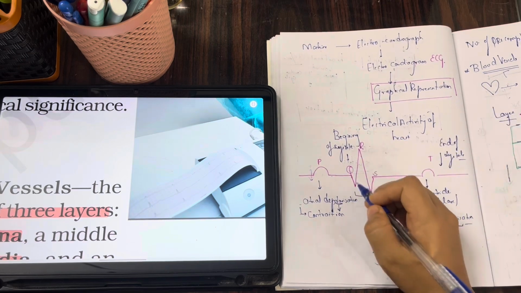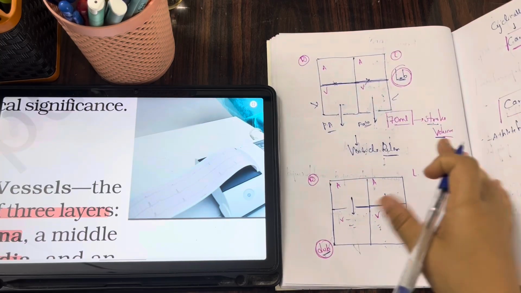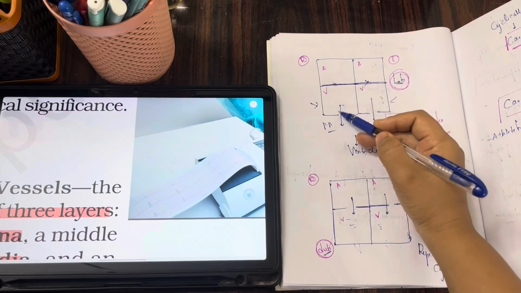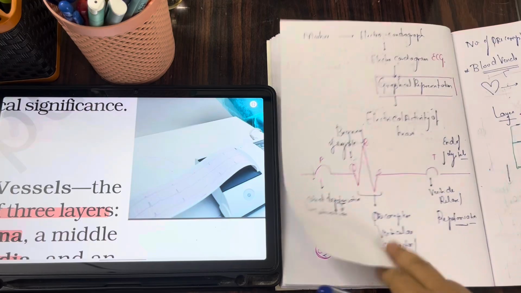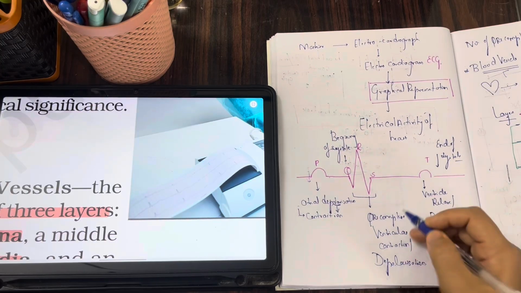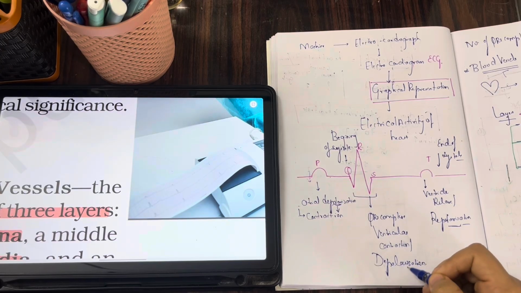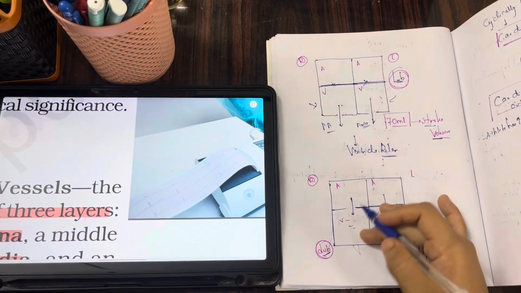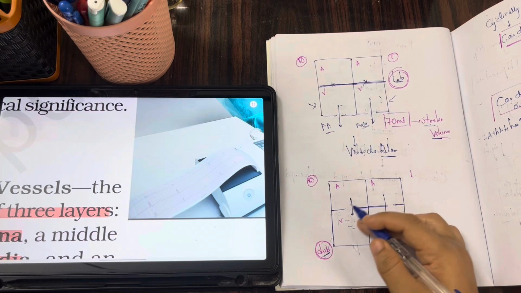Then the QRS complex corresponds to ventricular contraction. This is that stage. When the ventricle contracts, the semilunar valves open and the blood will be pumped out. The QRS complex corresponds to ventricular contraction, which is also called depolarization. Once the contraction is completed, you know that the semilunar valves close and the tricuspid and bicuspid valves open.